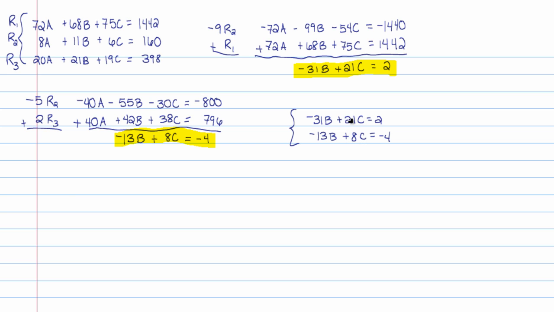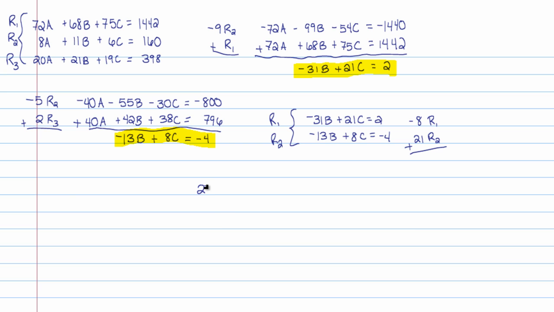Let's kill off a variable. The C variable is fine to kill off here. It'd be easiest if you just multiply row, we'll call this again row 1, so I'm relabeling here. We'll multiply row 1 by a negative 8, and we'll multiply row 2 by a 21. And this is just a common tactic, and then we're going to add these up. So let's go ahead and do that.